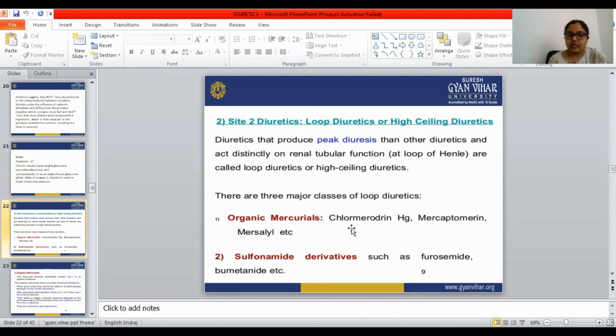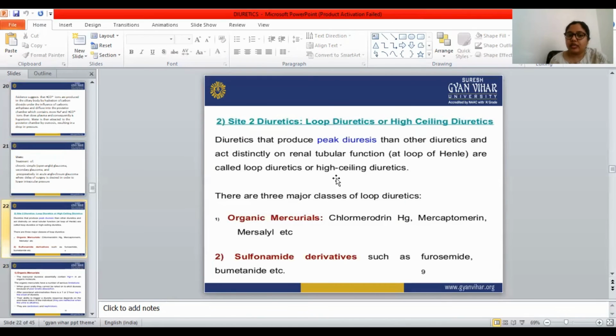So our next category is the site 2 diuretics, that is loop diuretics or high ceiling diuretics. The diuretics that produce peak diuresis compared to other diuretics and act distinctly on renal tubule function are called loop diuretics or high ceiling diuretics.